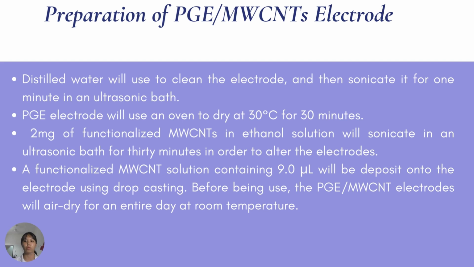Also, 2 mg of the nanotube in ethanol solution will be sonicated in an ultrasonic bath for 30 minutes to alter the electrodes. After that, a functionalized nanotube solution containing 9 microliters will be deposited on the electrode using drop casting. So this is the preparation.